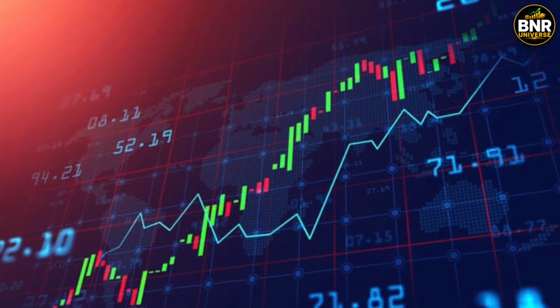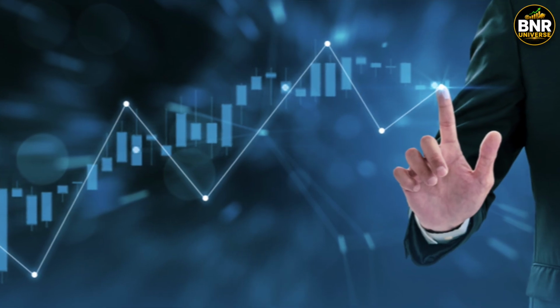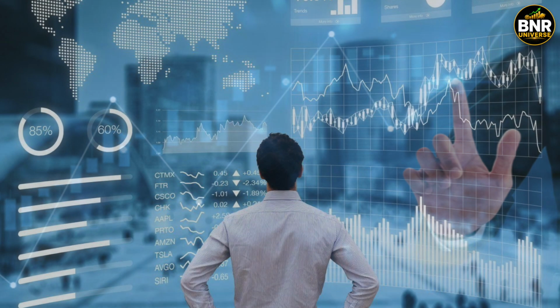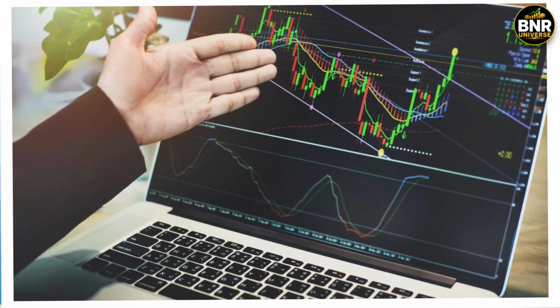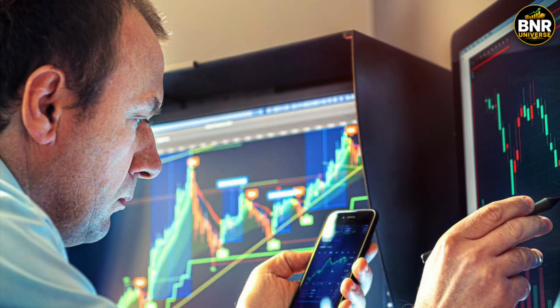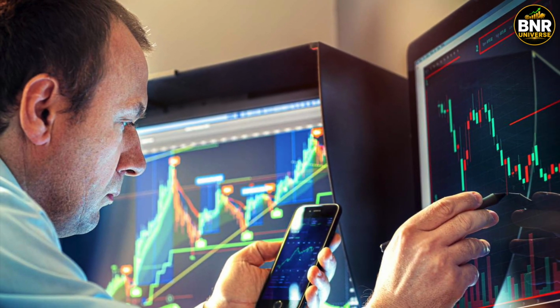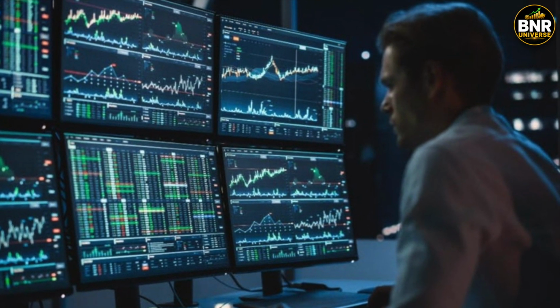Before we dive into price action, let's first understand technical analysis. There are two primary ways investors analyze financial markets. The first is fundamental analysis, which focuses on a company's financial health, earnings, management, products, and future growth. The second is technical analysis, which focuses entirely on price movement and trading volume.